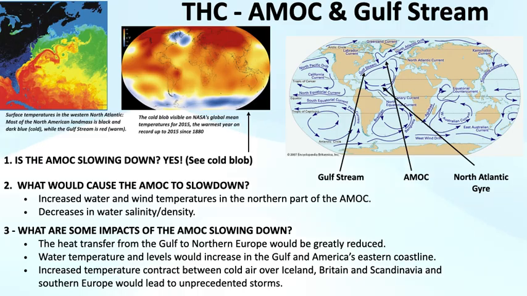So we show the picture of the AMOC, and we show the Gulf Stream. Actually, the Gulf Stream runs between the AMOC and the coast of the United States. But basically, you almost think of them as one constant stream, but they're not.